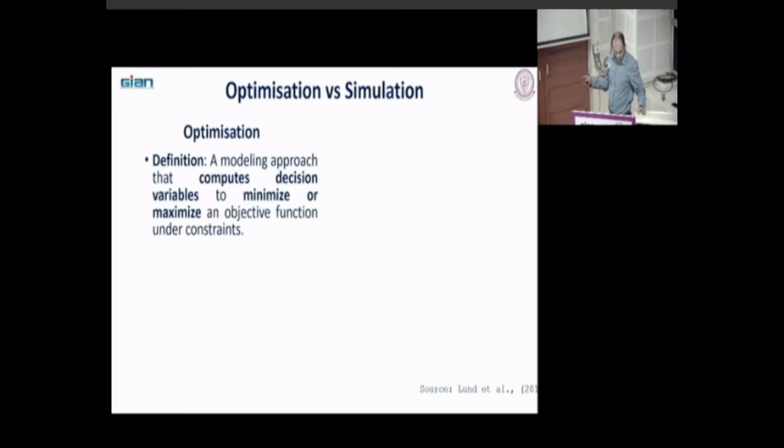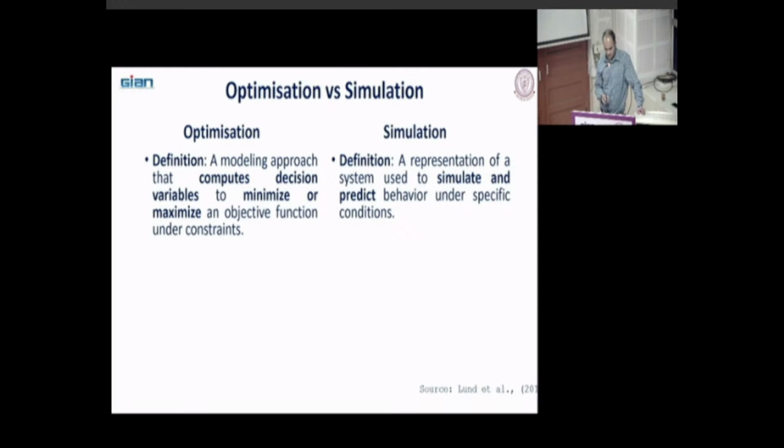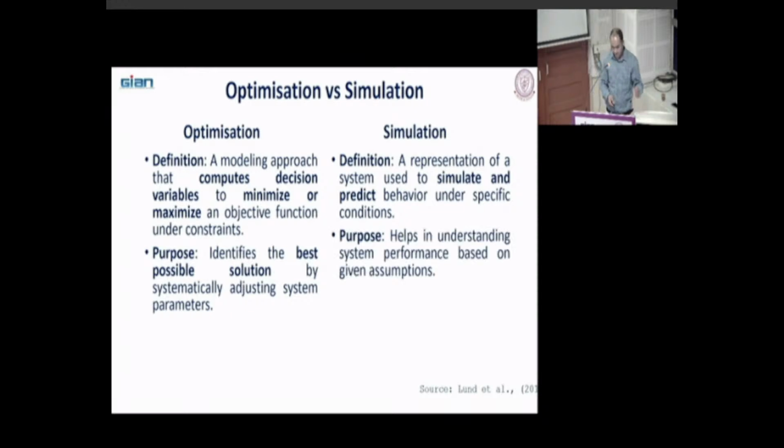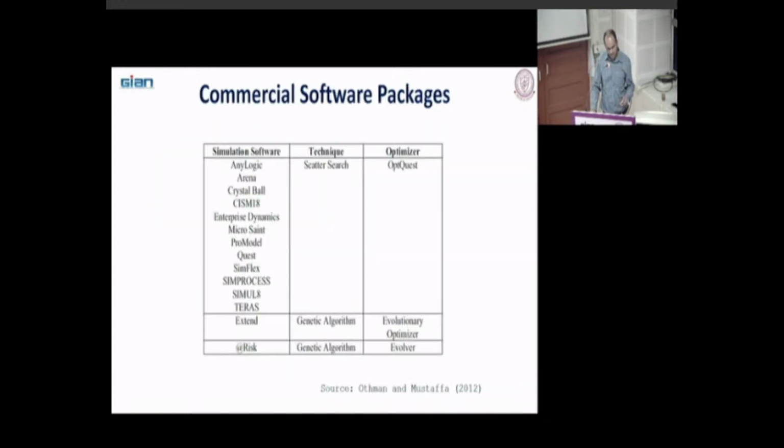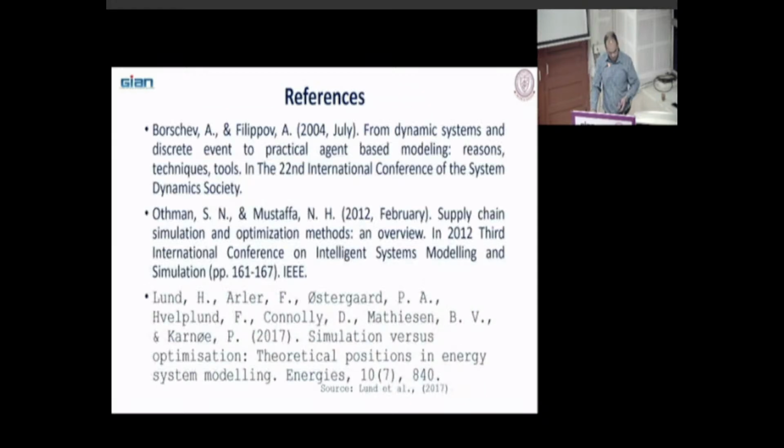Optimization and simulation are both modeling approaches. Optimization computes the decision variables and maximizes; simulation is a representation of a system, so you can predict the behavior. Optimization identifies the best possible solution by systematically adjusting the system parameters, while simulation helps in understanding the system performance. Use cases: AI driven decision making, where you can see what-if scenarios. Commercial software packages for simulation include AnyLogic, Arena, and so on, with techniques and the optimizer. And these are the references.